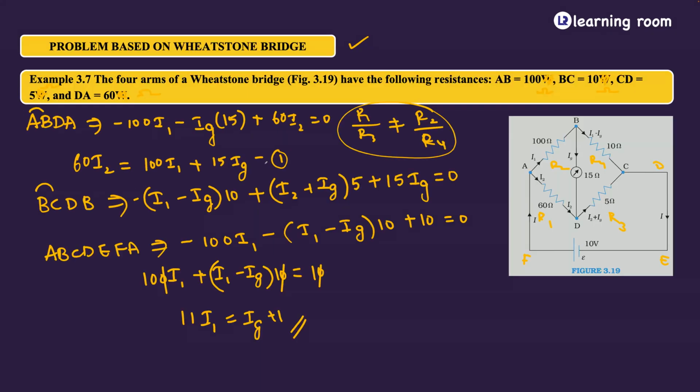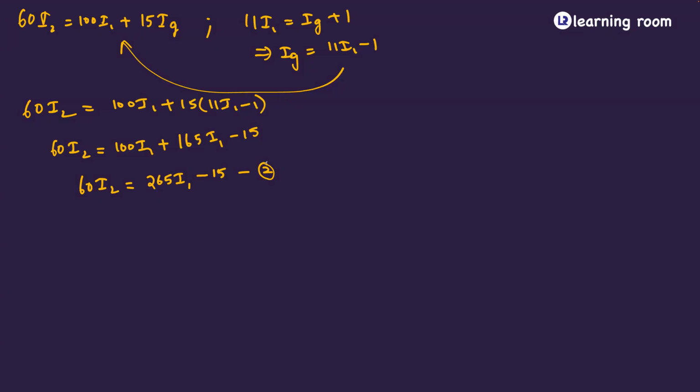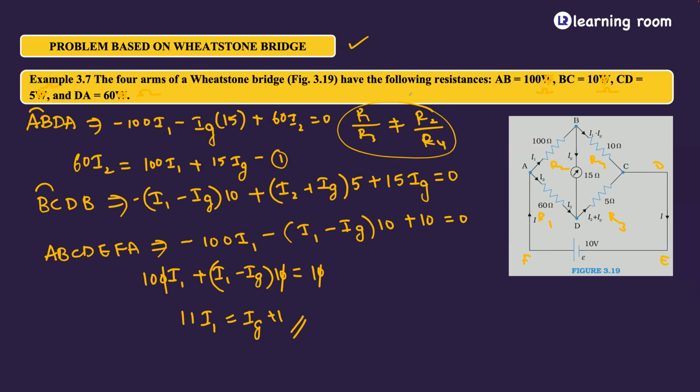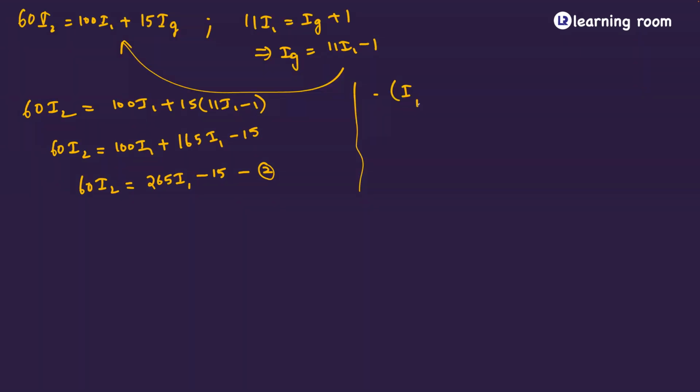Okay. Next is this part. If you take BCDB, can someone tell me what is the equation? Minus of I1 minus IG into 10 plus I2 plus IG into 5 plus I2 plus IG into 5 plus 15 IG equal to 0.